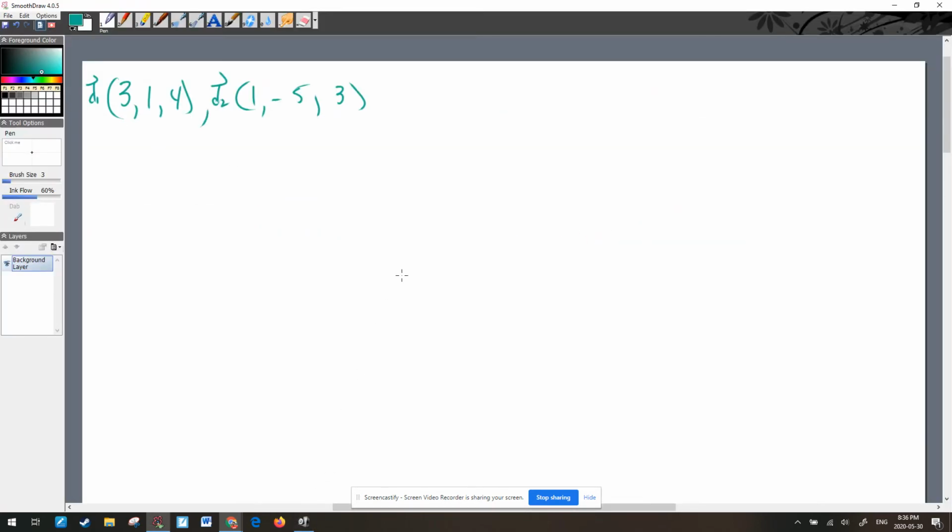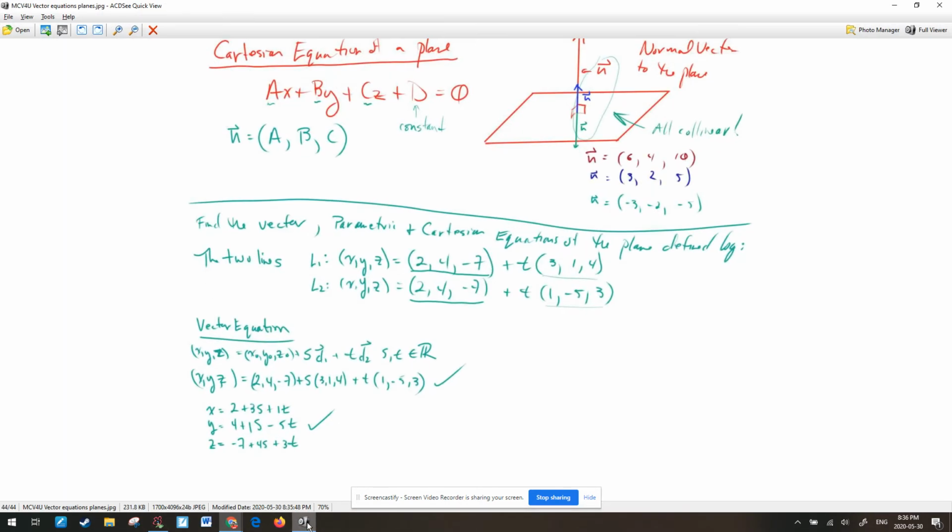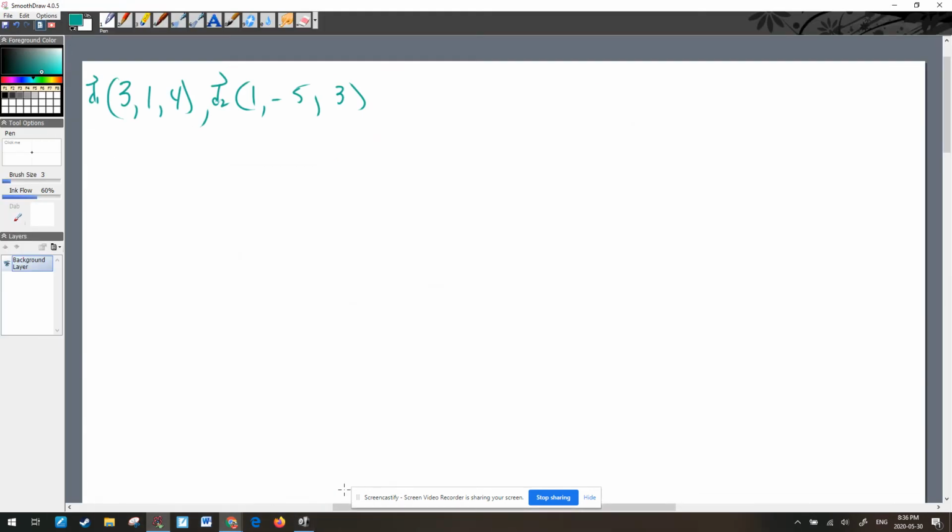Okay, so I have my direction vectors. And then what was the point? I need the point. The point was 2, 4, negative 7. Okay, so Cartesian.